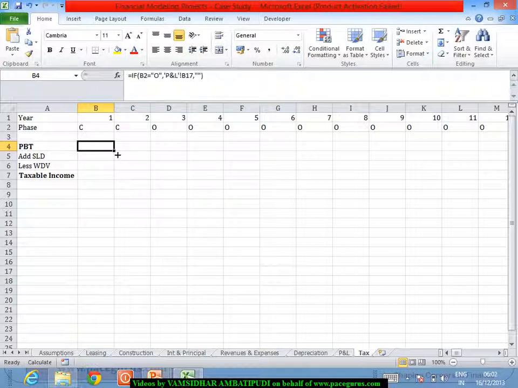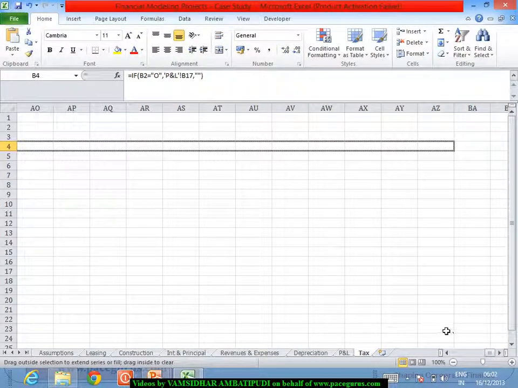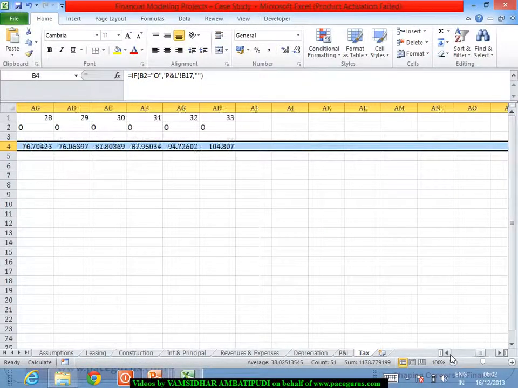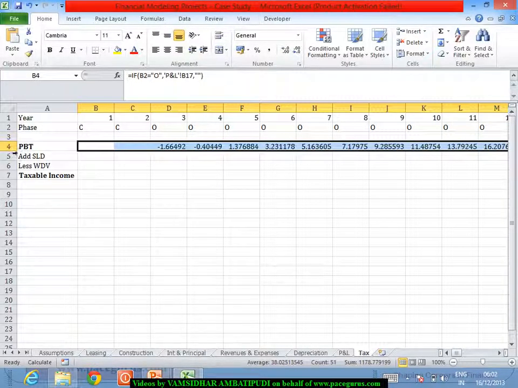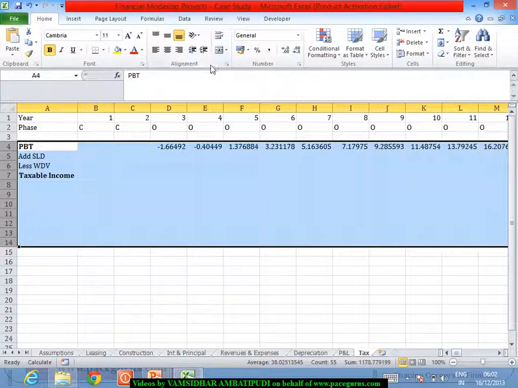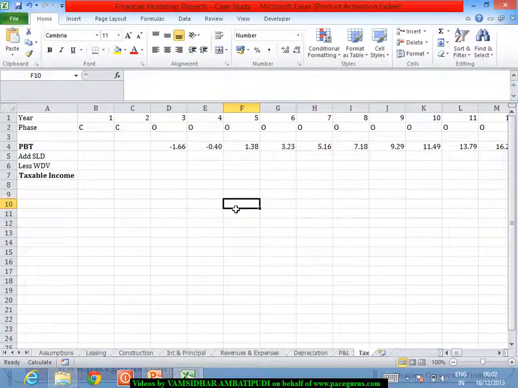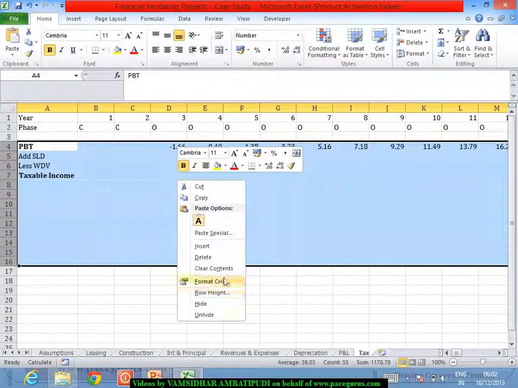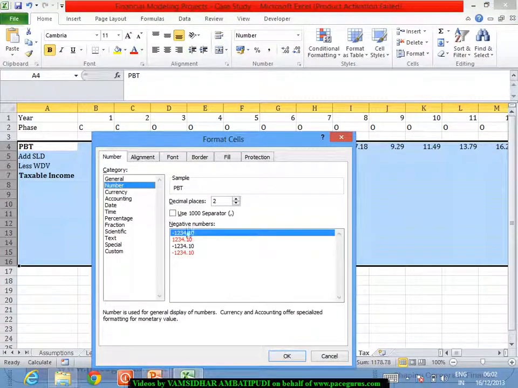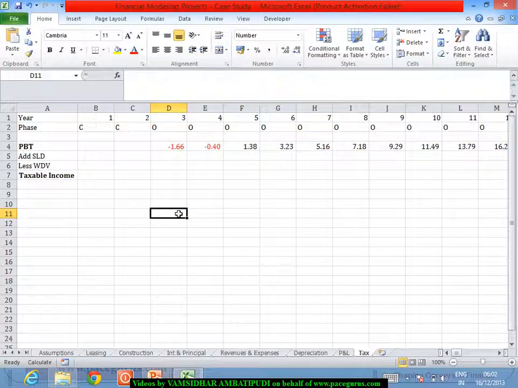The PBT is something which I am pulling out from my existing P&L statement, and all these are linked, so no problem at all. So this is my PBT, and wherever possible, probably until here, I'll put the number based formatting. And probably even with this number based formatting I would go for highlighting in red. That would be much better. Okay, this is my PBT.